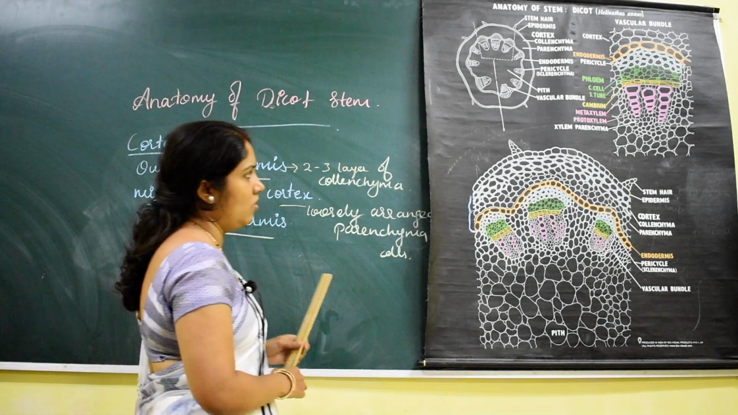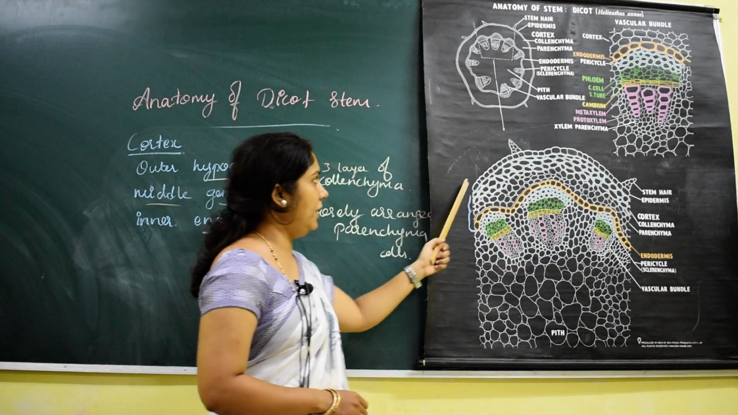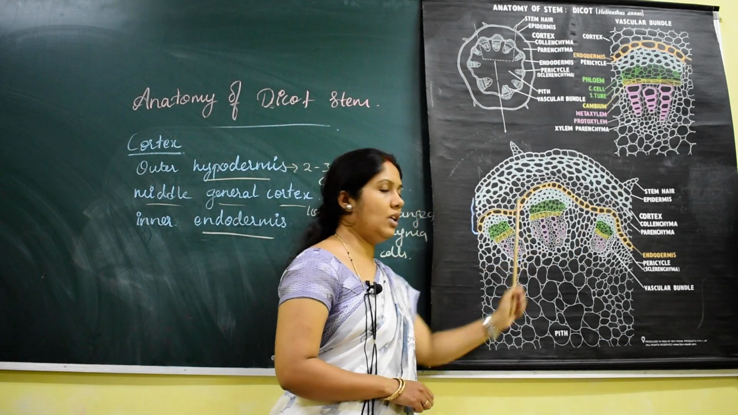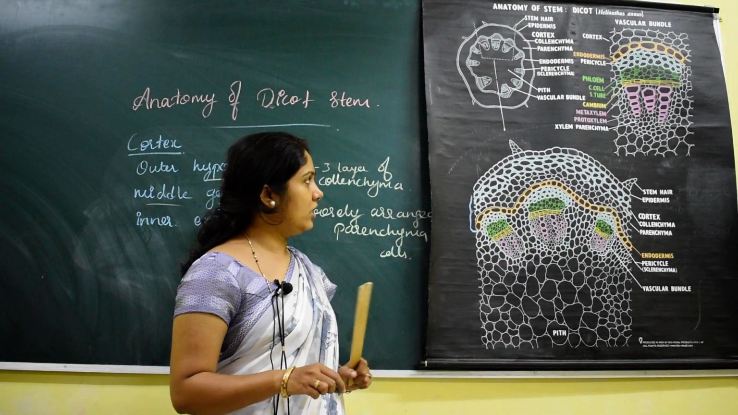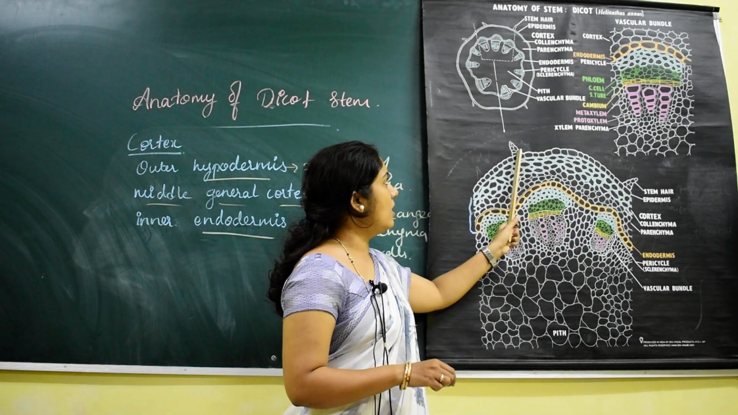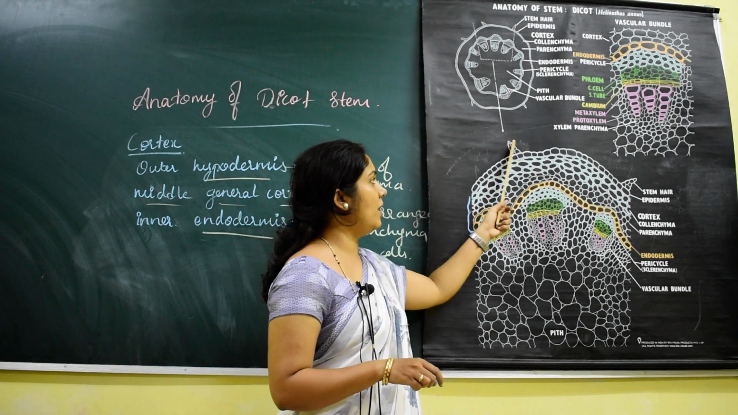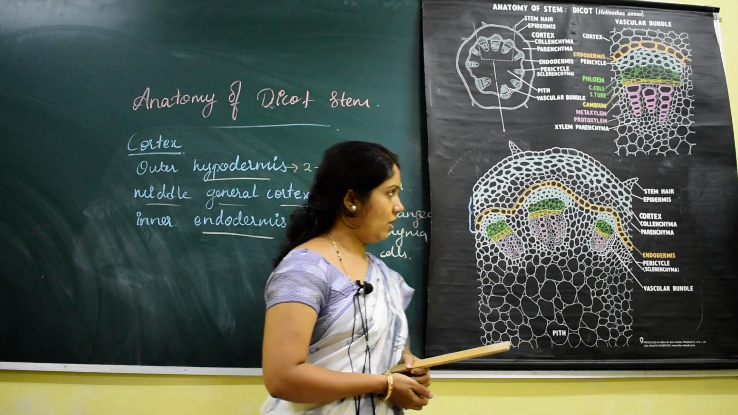So for the hypodermis, you have to remember the names. Which region is made up of what type of cell? That is very important. The outer epidermis is made up of a single layer of barrel shaped parenchyma cells without any intercellular space. Certain epidermal cells are modified to form a stem hair, which you can also call trichome.